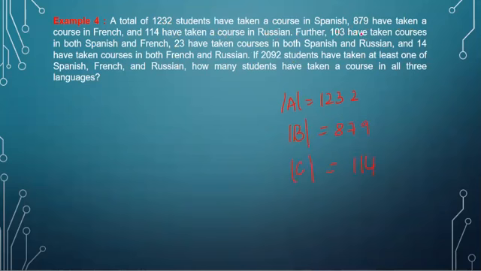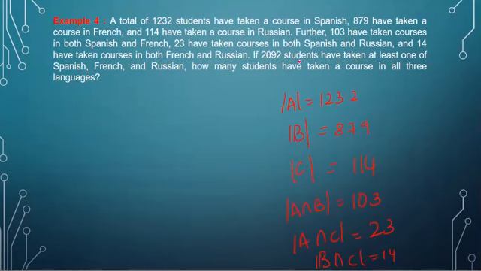After that, 103 have taken a course in both Spanish and French, so A intersection B is equal to 103, and Spanish and Russian, so A intersection C is equal to 23, and French and Russian, so B intersection C is equal to 14. And then 2092 students have taken at least one of Spanish, French and Russian.